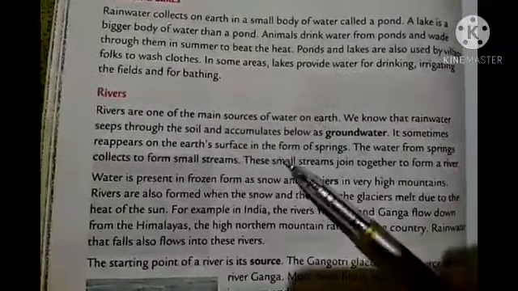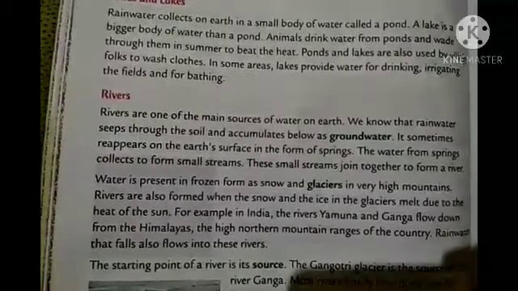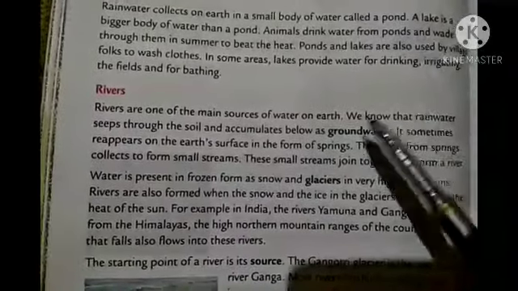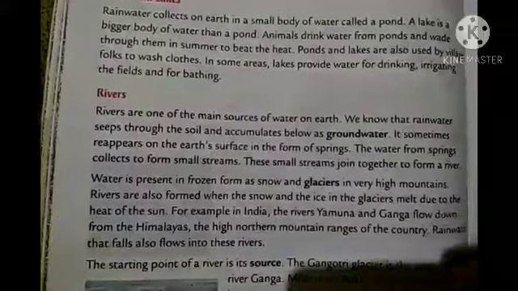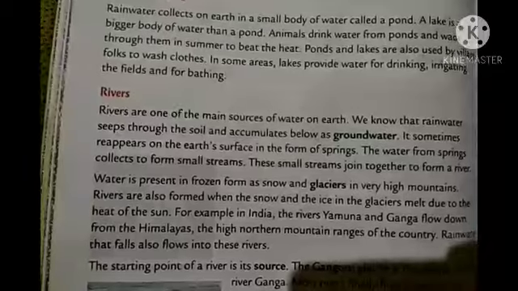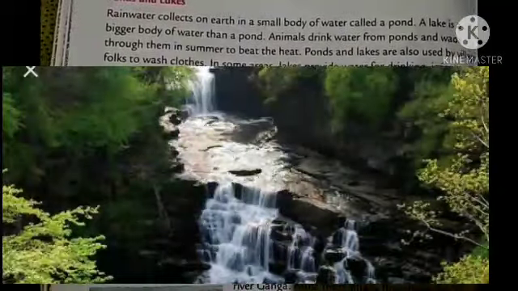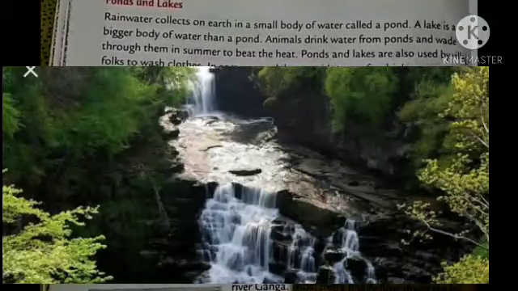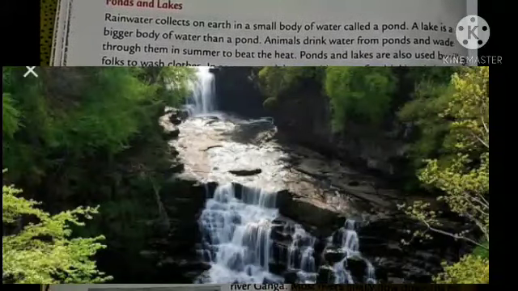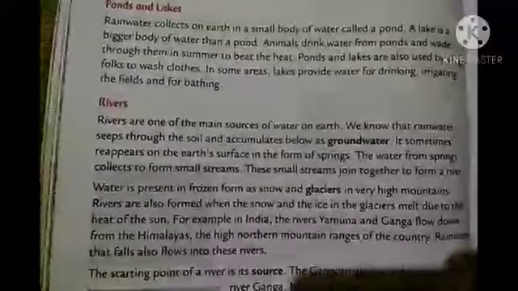As I told you, rainwater seeps through the soil and accumulates as groundwater. Sometimes it reappears on the earth in the form of springs. You can see the picture. Springs are a natural discharge of water, which can form streams, and after joining, the streams become a river.